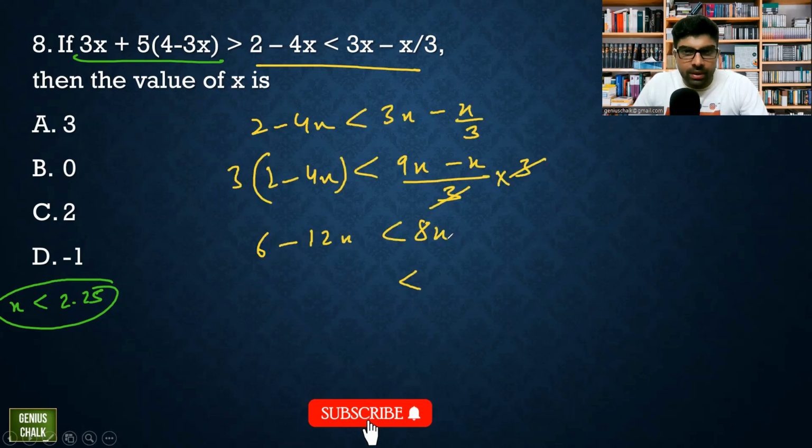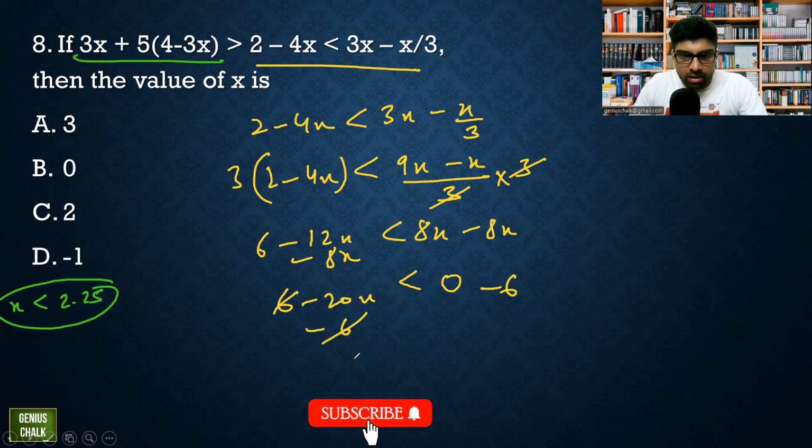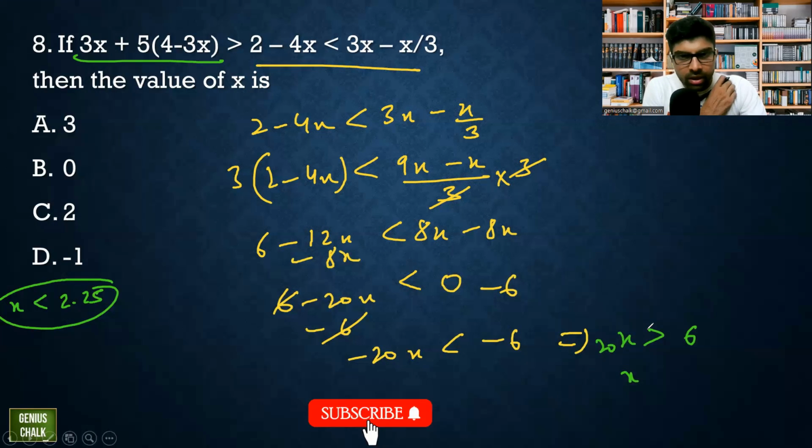So 8x subtracting both sides. So 6 minus 20x is 0. So this becomes now 6 on both sides. Subtracting 6 from both sides, 6 gets cancelled. Minus 20x is minus 6. When you multiply with minus in an inequality, the sign gets changed. So x will be, 20x is greater than 6. So this is one value we are getting.